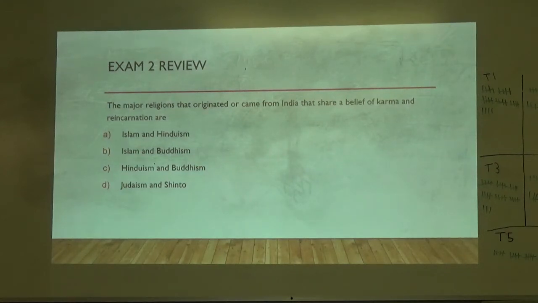The two major religions of South Asia, is it A, Islam and Hinduism, B, Islam and Buddhism, C, Hinduism and Buddhism, or D, Judaism and Shinto?